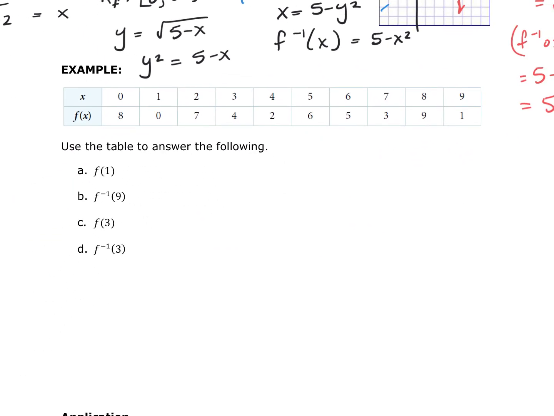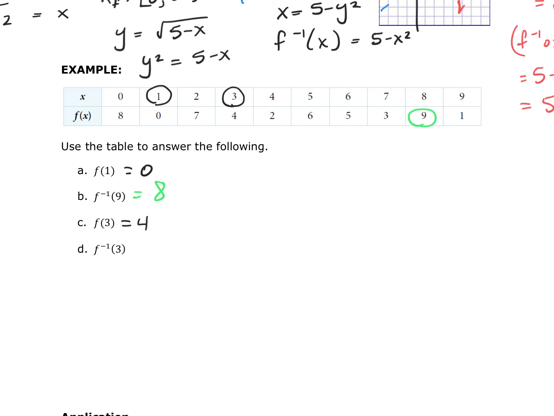Now, let's take a look at this table. How do we read this table? Well, if I want f of 1, I'm just going to go input of 1, output of 0. However, if I have an f inverse of 9, I'm going to go along here until I see the 9 as an output, and the input that produces that 9 was an 8. I'm going to go back to f of 3. So my input is 3, my output is 4.